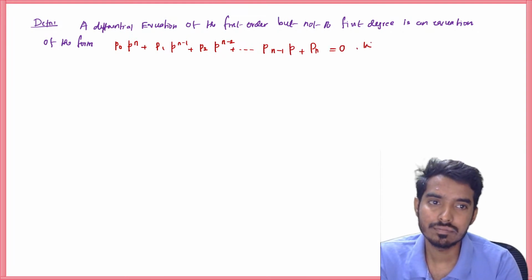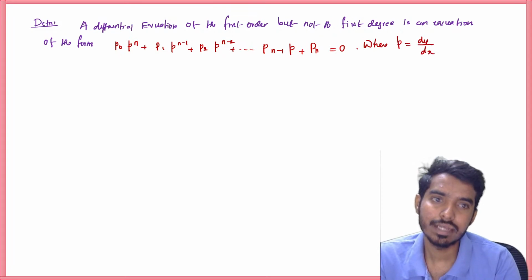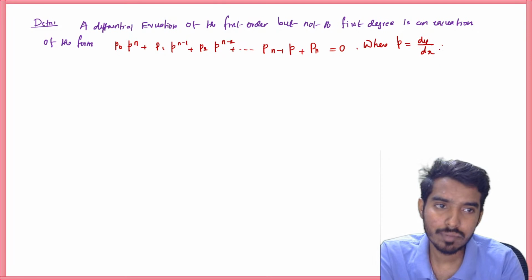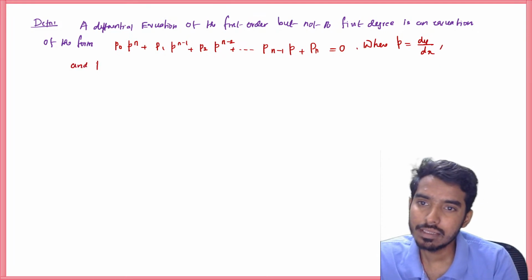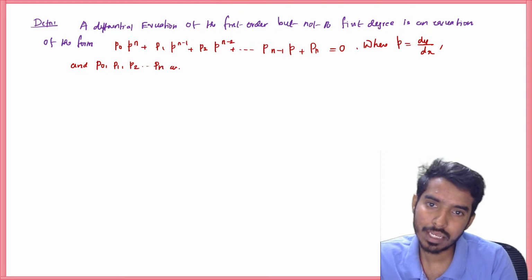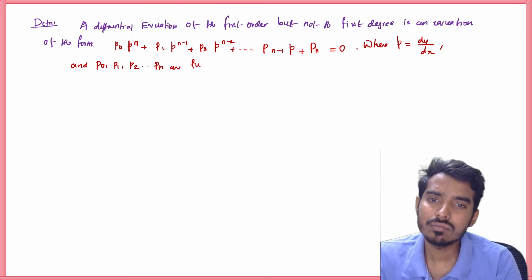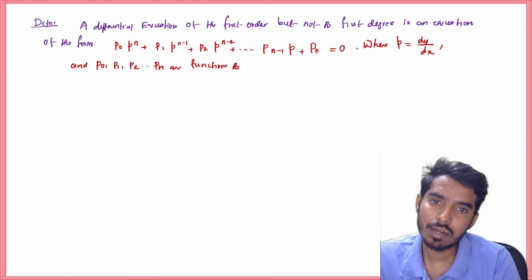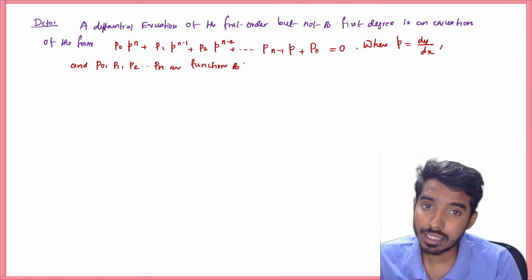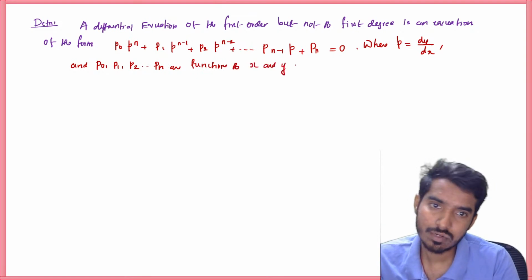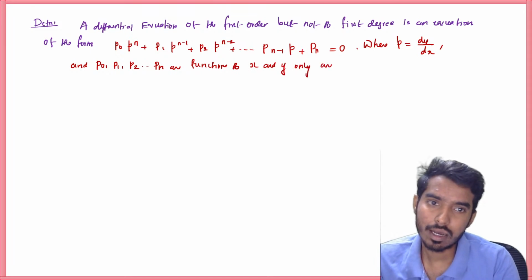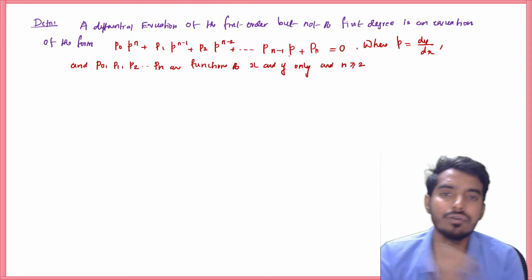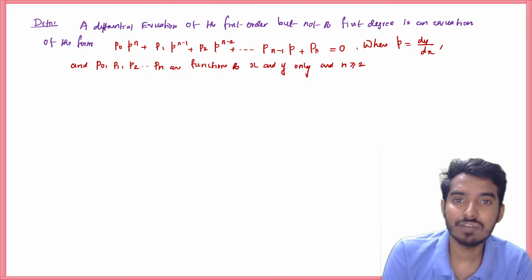Where the small p is dy by dx, that's it, right? So we have small p as dy by dx, and this P naught, P1, P2, and so on up to Pn are functions of x and y only, and n has to be greater than or equal to 2, right? Because it should not be of first degree, right?